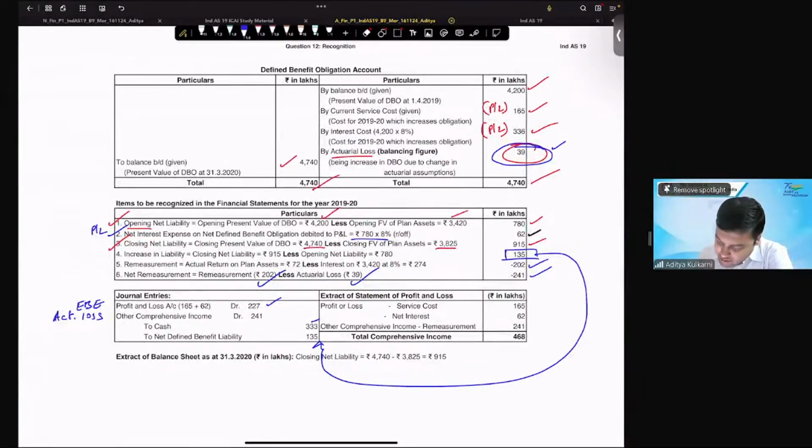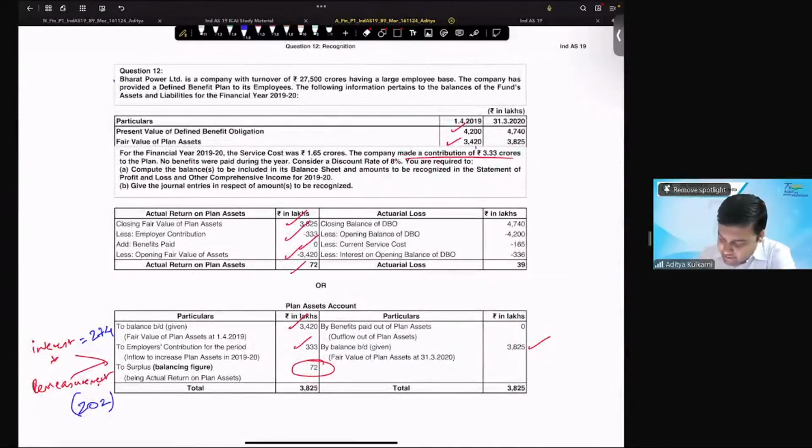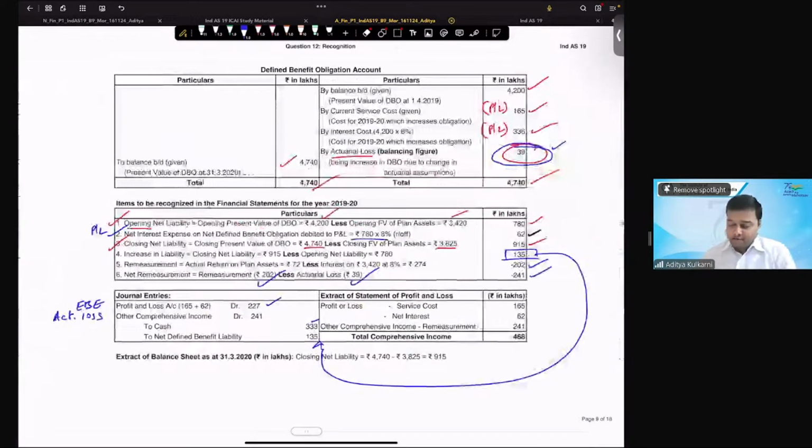Opening balance was 780. Closing balance is 915. So 915 minus 780 is 135. Okay. So the net defined benefit liability is 135. You are having a hit in the P&L and OCI, but you are not making an adequate contribution. That is why your net defined benefit liability is going up.